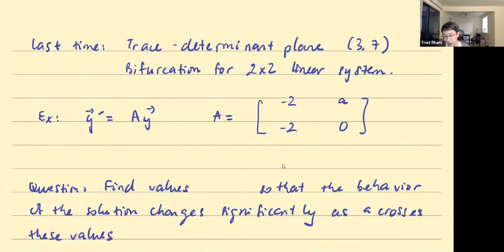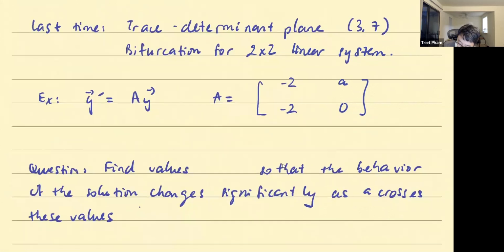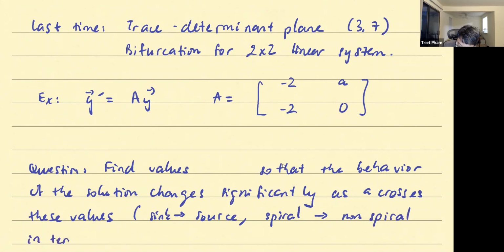Of course, this is like the bifurcation that we looked at in the one-dimensional case, where, for example, you could have a sink change to source, or a spiral sink change to non-spiral, that kind of thing. Behavior in terms of the equilibrium solution.